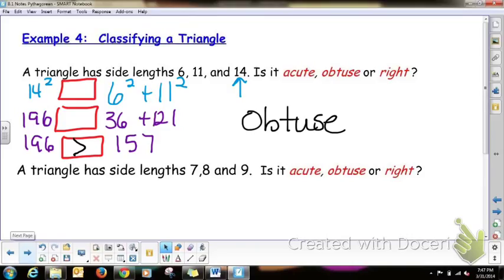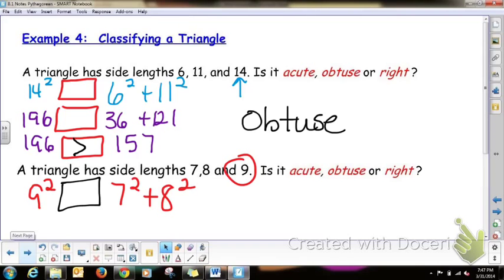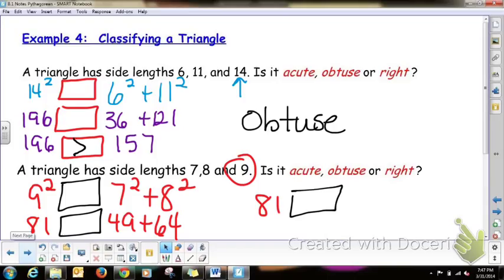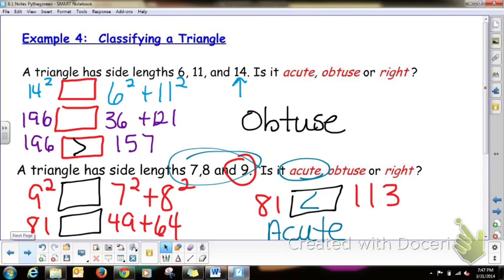A triangle has side lengths of 7, 8, and 9. Is it acute, obtuse, or right? So again, we want to pick the longest side first. We always want to start with the longest one. 9 squared. What is it to 7 squared plus 8 squared? So you know 9 squared is 81. What is it to? Is it greater than, less than, or equal to 49 plus 64? Well, 81, how does it compare to the sum of 49 and 64? When I add 49 and 64, I get 113. So 81 is less than. If it's less than, then it's acute. So a triangle with these side lengths, 7, 8, 9, would be acute because the longest side squared is less than the sum of the squares of the other two. We'll practice this tomorrow in class.